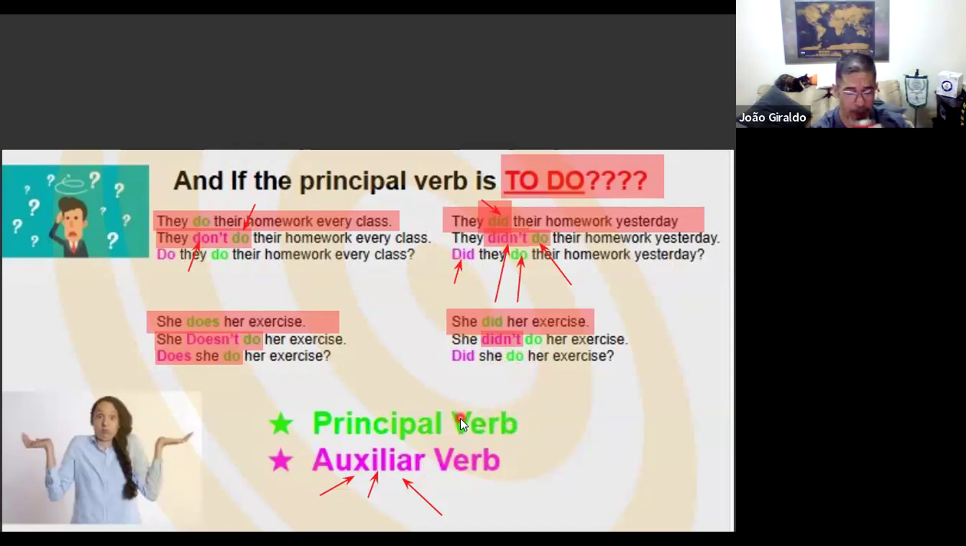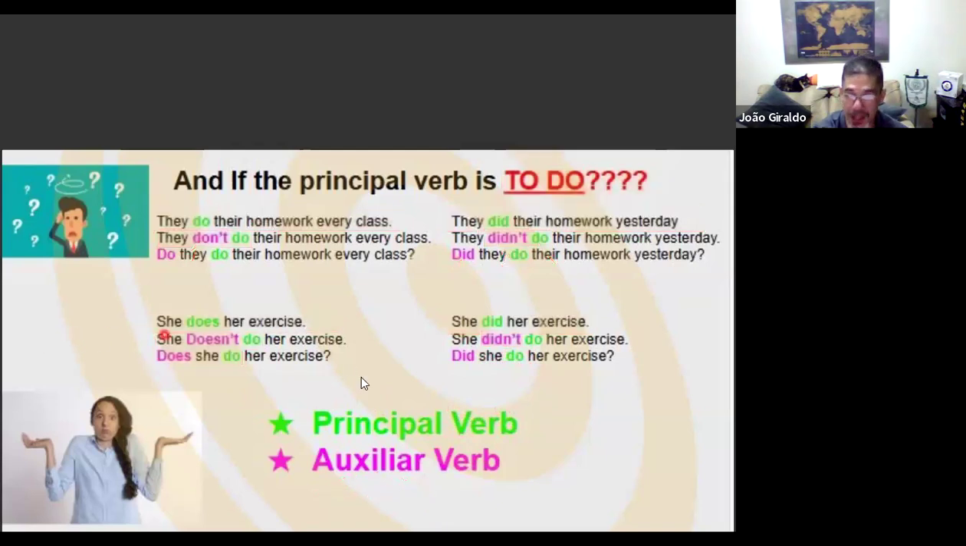Here, the principal verb in green. Okay? This is something you need to focus on, guys. This is the important part of the simple present, the simple past, sorry.